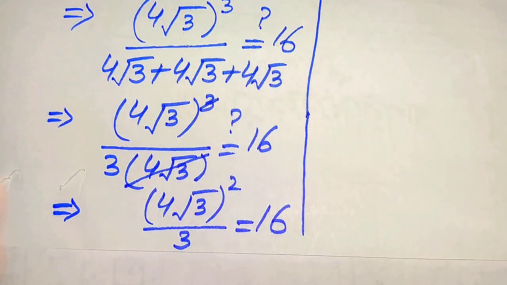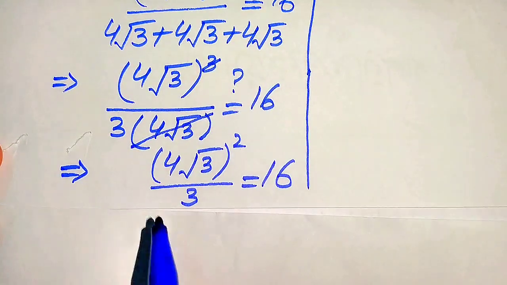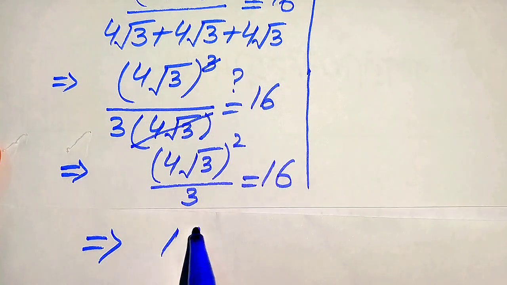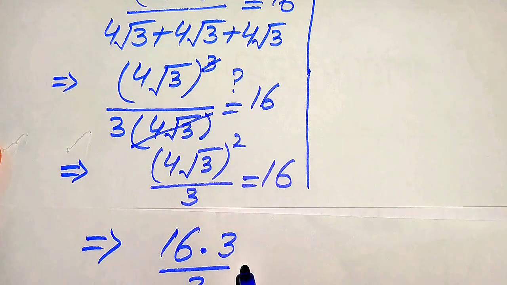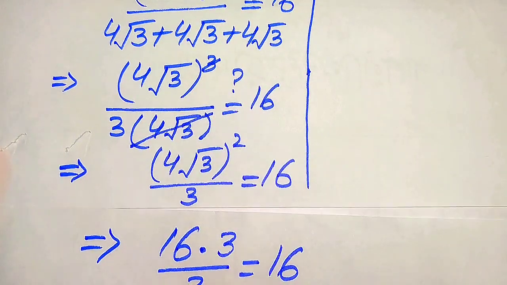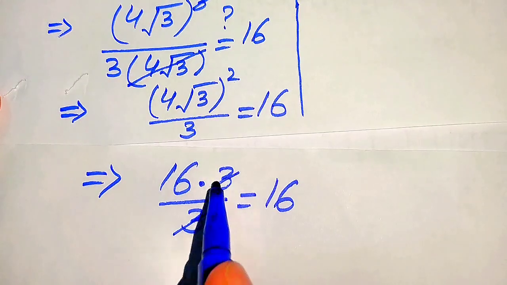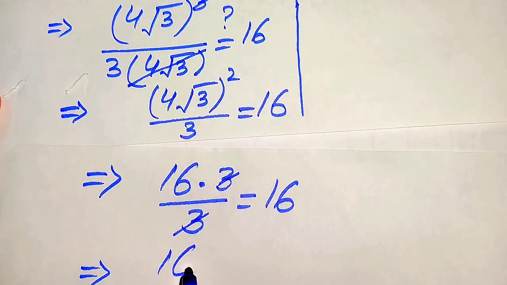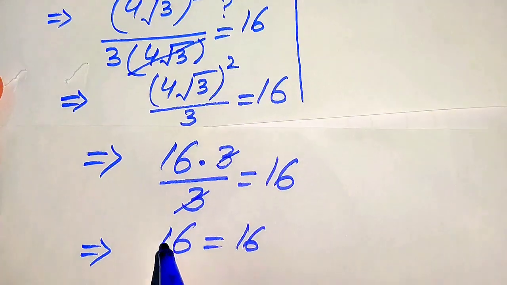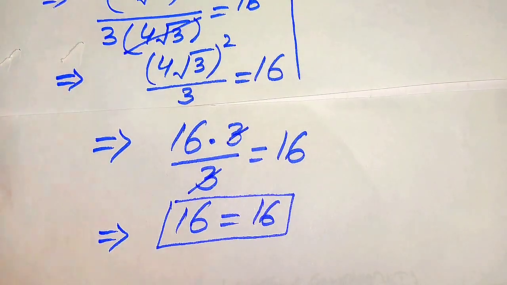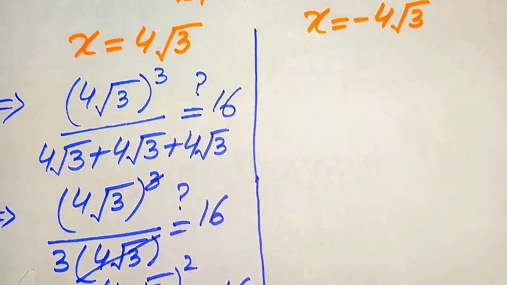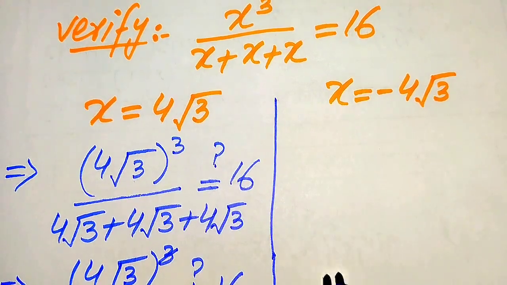And further in the next step, we need to take the square of the numerator terms. When we take the square of 4 it is equal to 16, and when we take the square of the square root of 3 it becomes 3, and it is divided by 3, and this is equal to 16. So you see here this 3 is cancelled out by this 3, and finally we will get 16 is equal to 16. So this shows that the first value of x satisfies our given question statement. And now we move forward towards the second case.